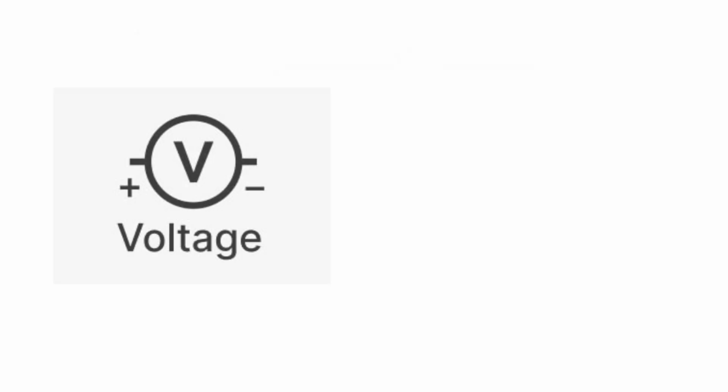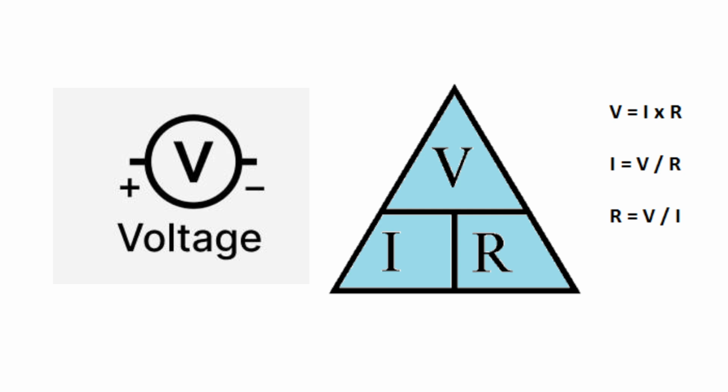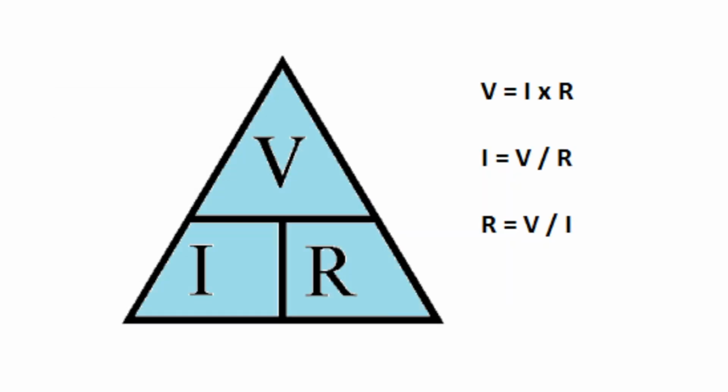Voltage is always denoted as V and its unit is the volt, that is, it is measured in volts, and the formula for voltage is V = IR. Here V is the voltage, I is the amount of current flowing through the circuit, and R is the resistance in the circuit.